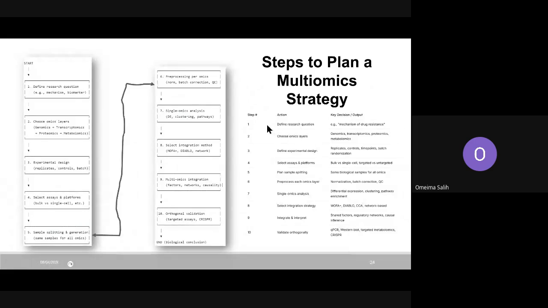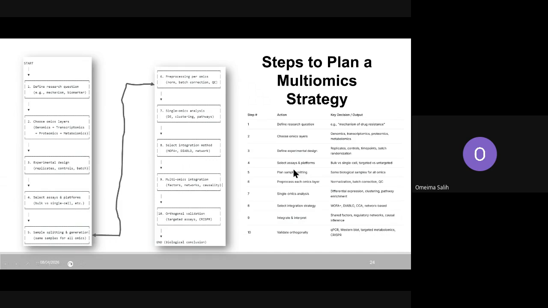And as part of this methodology, definitely what type of omics you want to use. That means the omic layers you want to study, and then define your experimental design. For example, if you want to use genomics, transcriptomics, proteomics, and metabolomics, how you are going to design your study to collect the data that fulfills your objectives and later answers your research question.